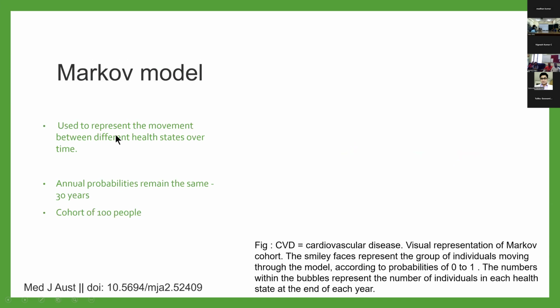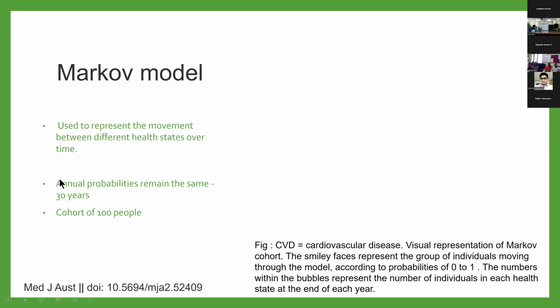This is used to show movement between different health states over time. So your probability changes based on what your health state is at that point. To do that, you can use something called a Markov model. Suppose in the same question, which we looked at before, you want to know what happens in 30 years.